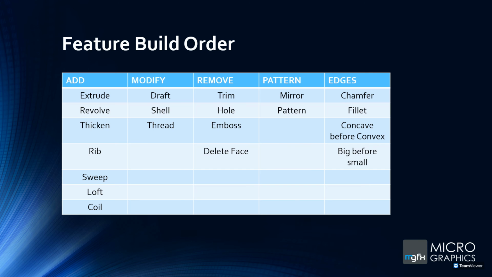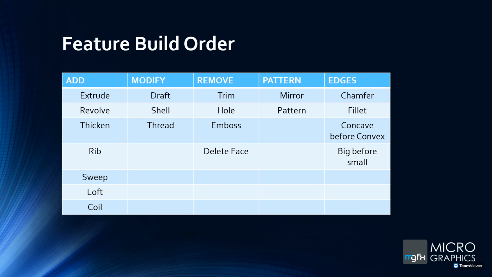Then you modify it using things like draft, shell, or thread. That's the second part. Then remove: trim, holes, embosses, deleting faces. Only once you've done those 3 do you move on to your patterns, your mirror and your pattern. And then finally, you go into your chamfer and your fillet. The rule for fillets is concave before convex and big before small. By using those 2 rules, you'll find that your fillets shouldn't fail too many times.